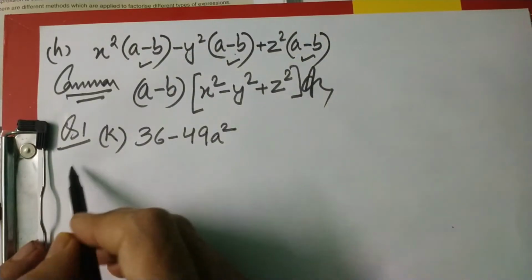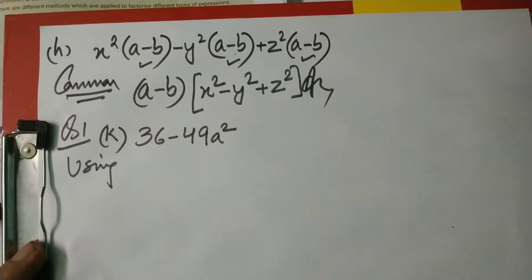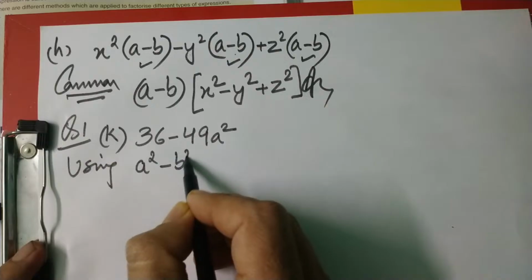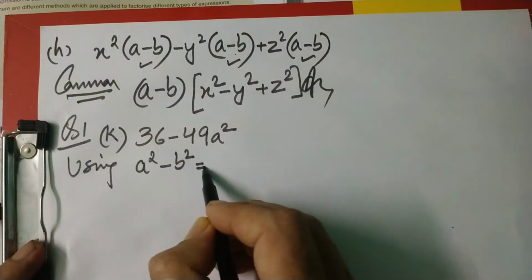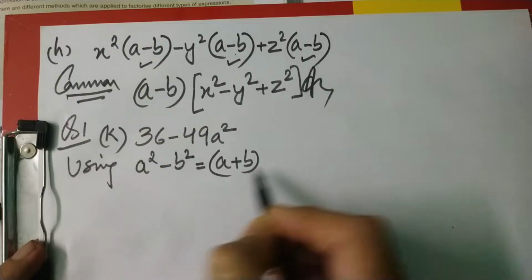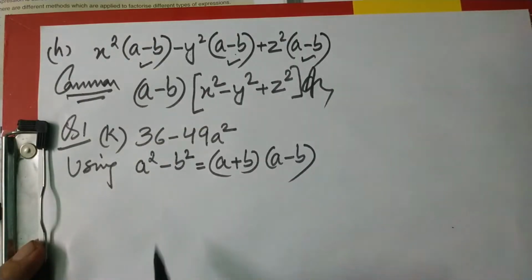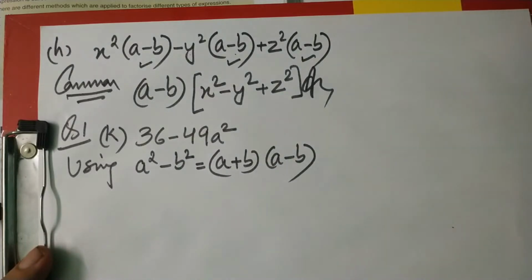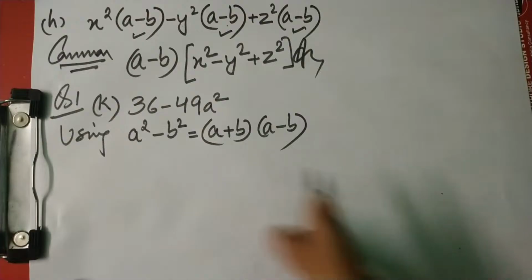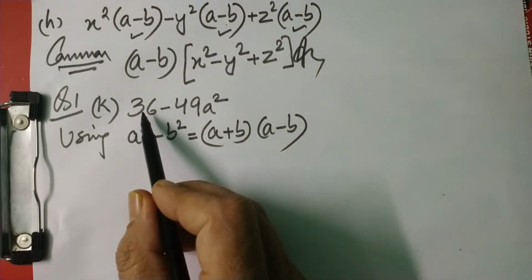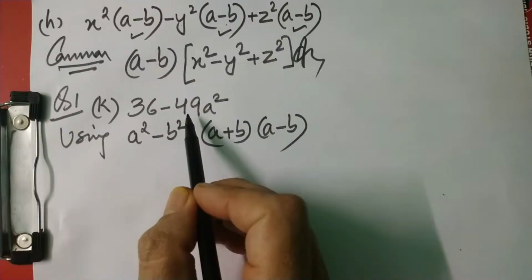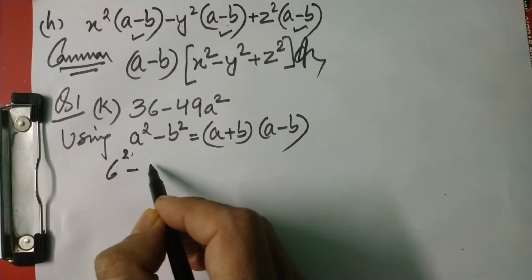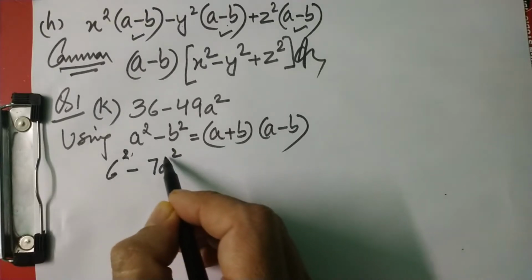But this will be solved by using a formula now. And the formula is a square minus b square is equal to a plus b and a minus b. Why am I using this formula? Because the question is matching this formula. So this has to be written a and this has to be written b. So I will write it as 6 square minus 7a square.